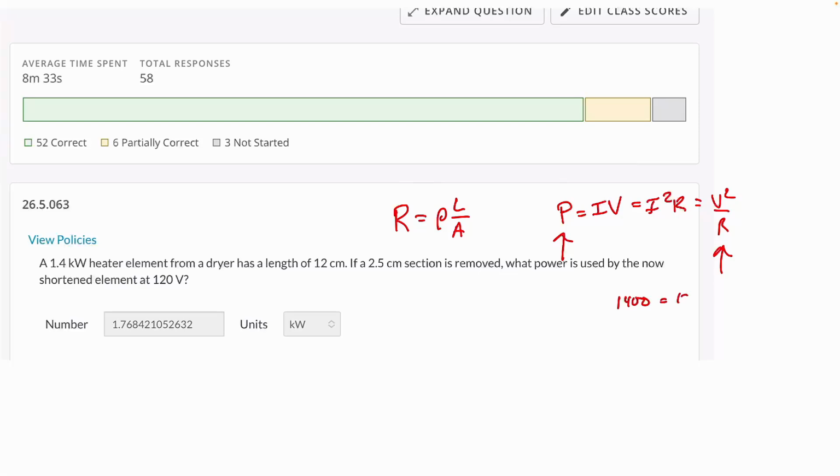1400 equals 120 squared over R. You know what? I was going to do it all symbolically because I just figured out a way to do it that way. Do you guys want all the numbers instead? Numbers or symbols? Symbols?